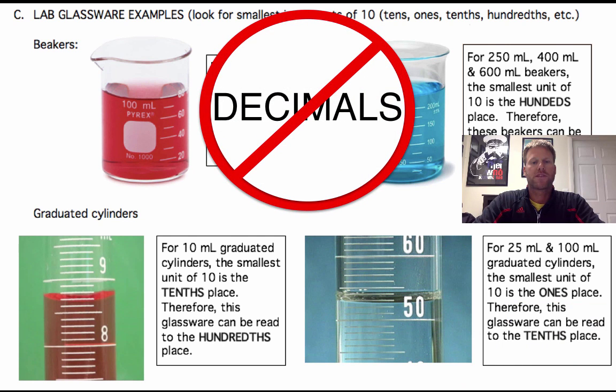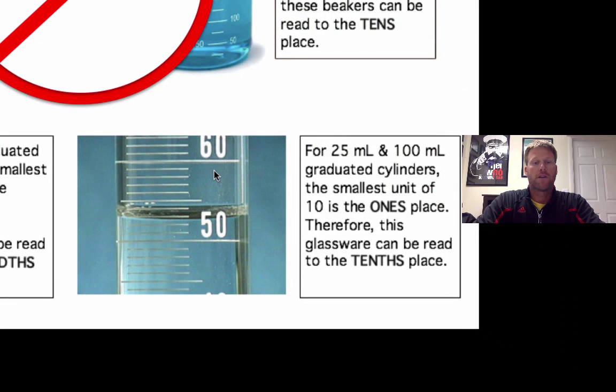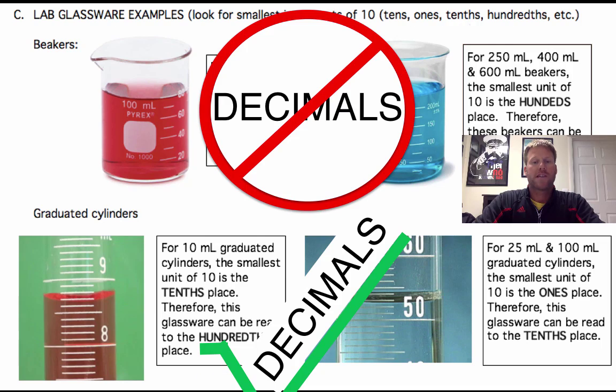Graduated cylinders are more precise than beakers, which can be seen by how many markings or graduations are on the glassware. 10 milliliter graduated cylinders have markings every tenth of a milliliter. This means a 10 milliliter graduate can be read to the hundredths place. We also have 25 and 100 milliliter graduated cylinders. For both of these types of glassware, the smallest increment of 10 is the ones place. Therefore, a 25 and 100 milliliter graduated cylinder can be read to the tenths place. Volume readings will always have decimal places when using graduated cylinders.